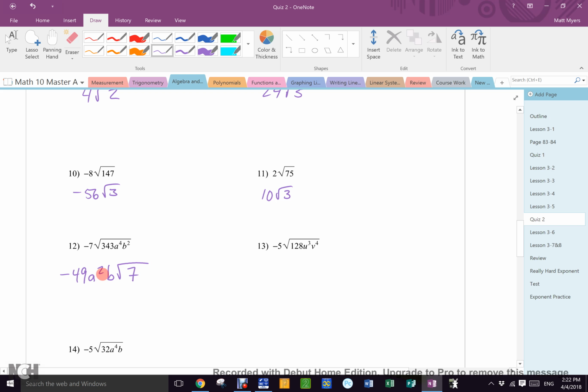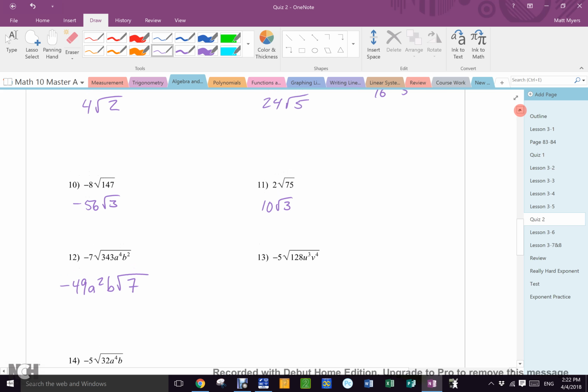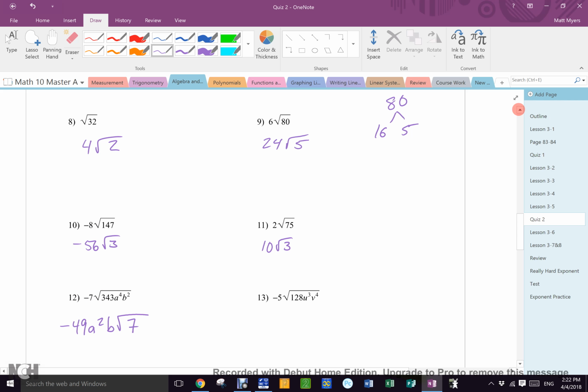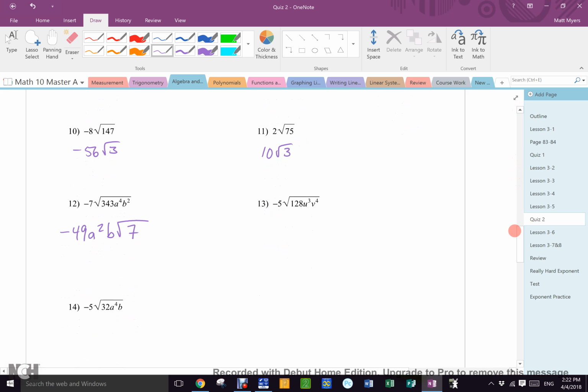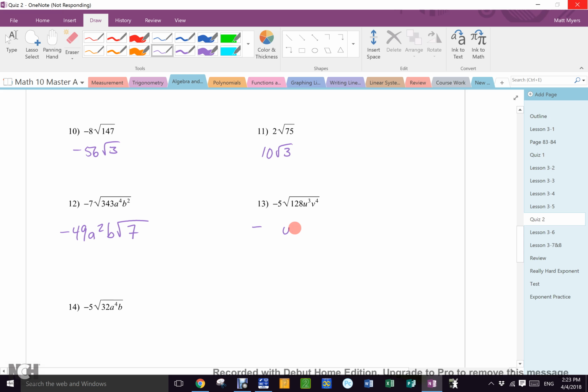Perfect. Does anybody need to see why? Can we go back to 9 for a second? I just want to see something. 13. Ash. Negative 80. Finish it off, though. V squared U root 24. U v squared root what? 24.